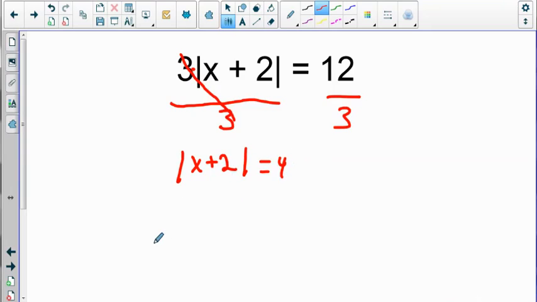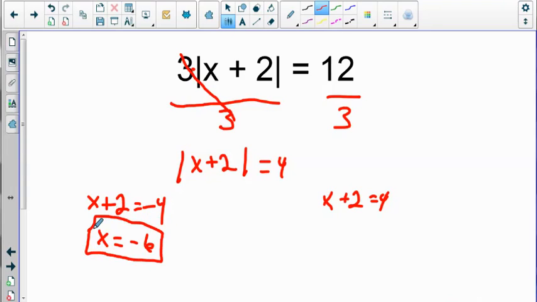So now I'm back to one of those problems I've seen before. The only two things that are 4 away from 0 are -4 and 4. So I've got x plus 2 is equal to -4. And then over here, I've got x plus 2 is equal to 4. Simplify that down, take 2 away from both sides. Well, -4 minus 2, that's 2 to the left of -4 on a number line. That would be -6. So that's one possibility. And then over here, I take 2 away from 4. Well, 4 minus 2 is 2, so x is equal to 2. Those are the two possibilities that make that work.